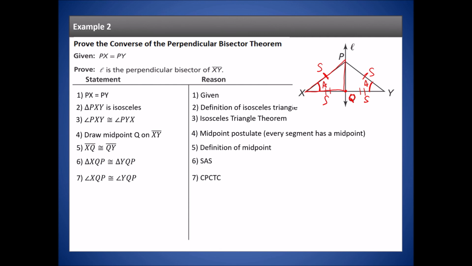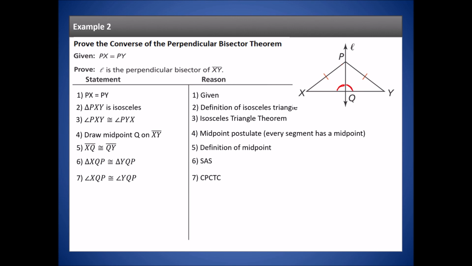And so now that we know that they're congruent, we also know that by CPCTC, angle XQP, which is this angle right here, has to be the same as, and let me go ahead and erase this just to kind of focus on the angle. So now that we know that those two triangles are congruent, then that means we know that this angle is the same as this angle.